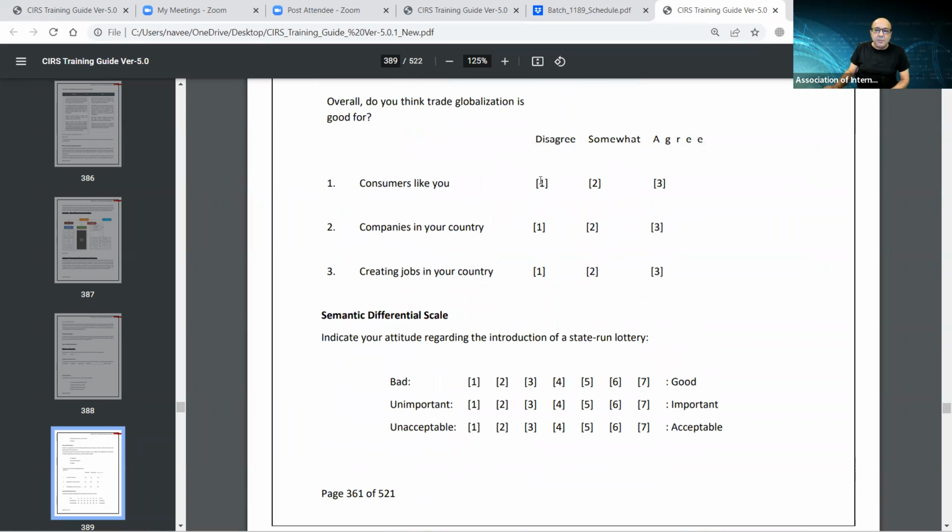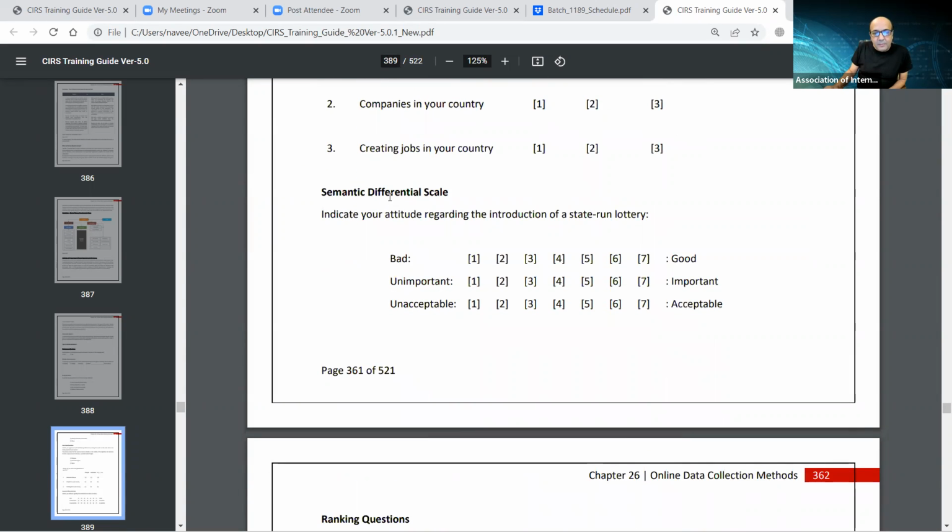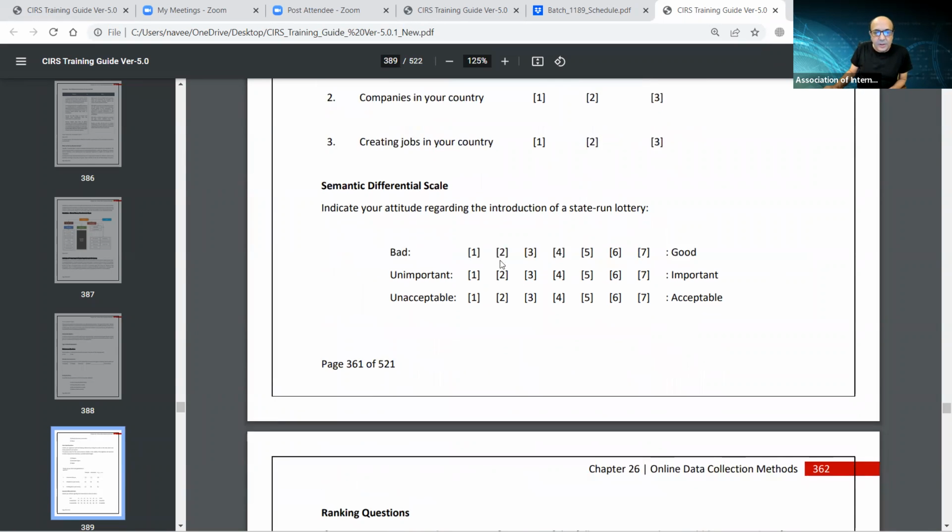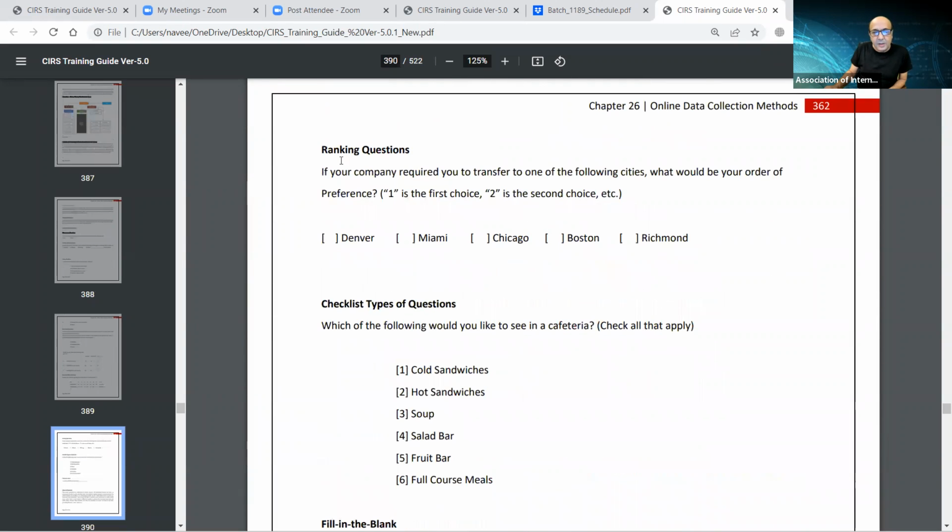Where there could be multiple questions, and against the questions there could be choices on top: disagree, somewhat agree, or agree. Semantic differential: a scale of 1 to 10, opinions, reviews, etc. Whereas 1 to 7, 1 is bad, 7 is good. So that is semantic differential.